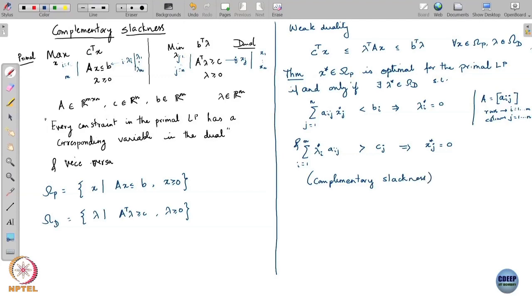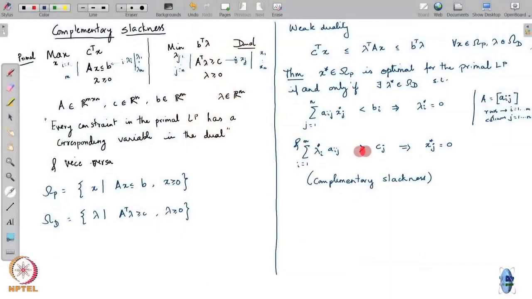What this is referring to is that the word complementary slackness only says this: whenever there is slack in one of these constraints, then there can be no slack for the dual variable corresponding to that. That means the dual variable must be at its least value. Likewise, if there is a slack in this constraint, then this one must be at its least value. Okay.